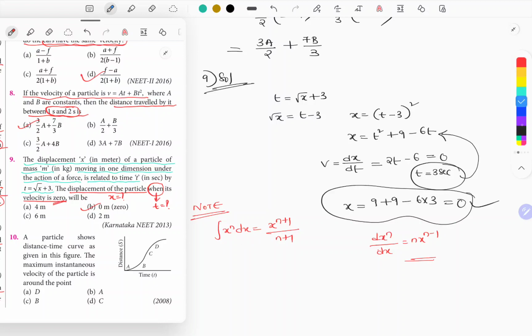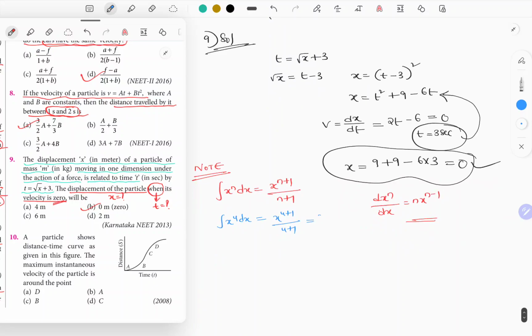Let me give you one example. Integral x power 4 dx. If you have it like this, then x power 4 plus 1 by 4 plus 1. You have to write it down like this. So what are you going to get? x power 5 divided by 5. Whenever you get x power 4 integration, x power 2 integration, whatever it may be, you have to increase the power by 1. The complete power value after increasing, you have to keep as the denominator.